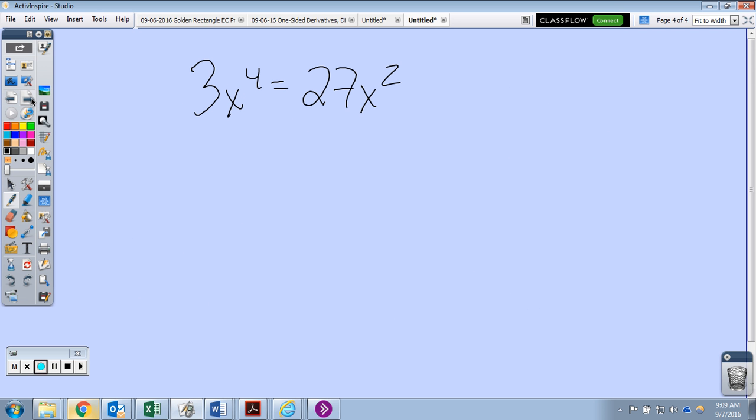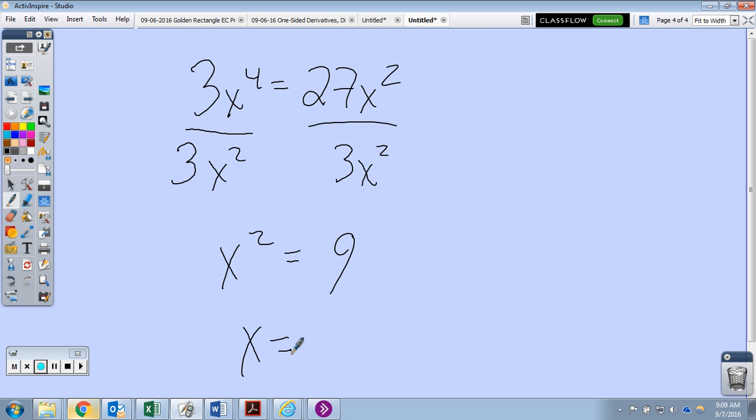So what I thought maybe you were going to say is this. Well, let's just go ahead and divide out from each of these. Let's divide out 3x squared because they both have that in common. It'll make the equation more simple. So you go ahead and you do this, and you have x squared equals 9. So x is equal to plus or minus 3. Okay, so that's what I do.